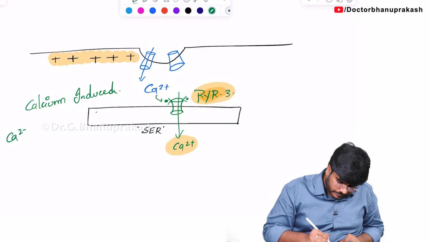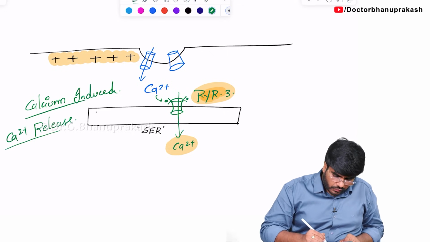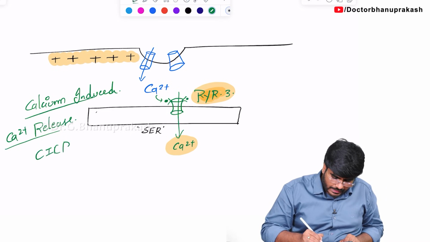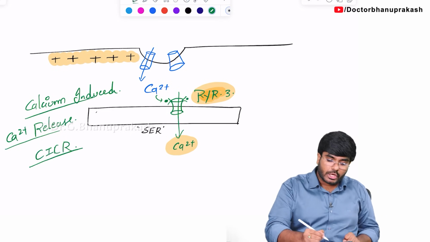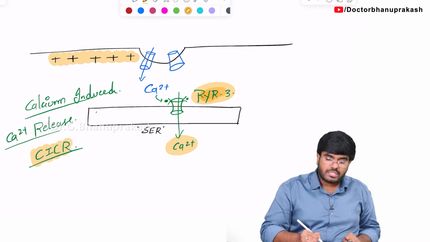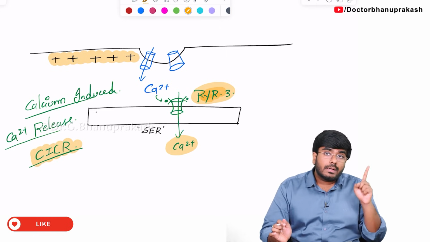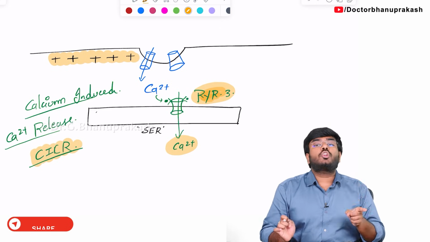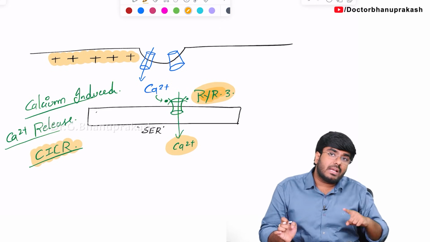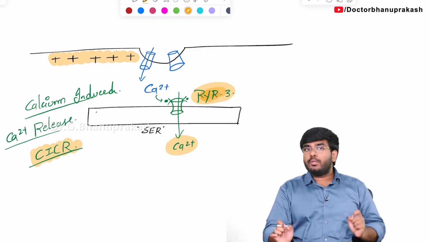calcium release. In short form you can call it CICR, calcium induced calcium release, which is also seen in the cardiac muscle. Calcium induced calcium release is in cardiac muscle as well as smooth muscle. But in skeletal muscle, it is electromechanical coupling where the DHPR channel is opening the RYR channel. Already I have explained that.